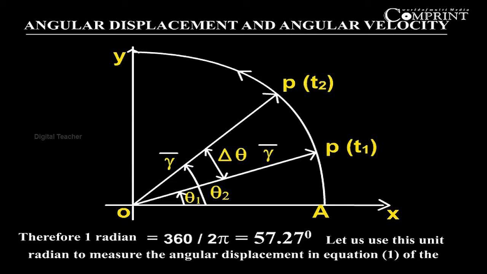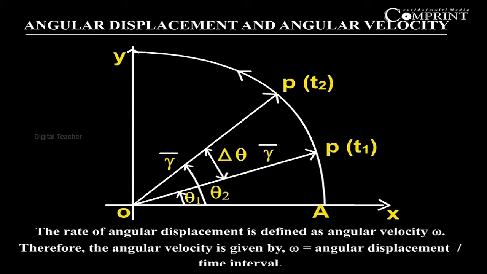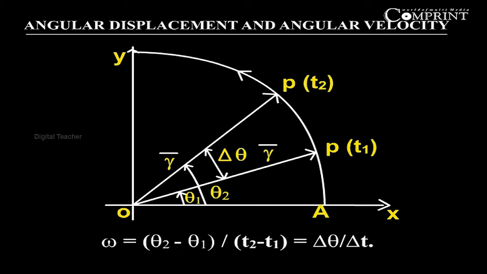Let us use this unit radian to measure the angular displacement of the particle p, which is said to have an angular velocity denoted by omega. The rate of angular displacement is defined as the angular velocity omega. Therefore, the angular velocity is given by omega is equal to angular displacement by time interval. Omega is equal to theta2 minus theta1 by t2 minus t1, that is equal to del theta by del t.